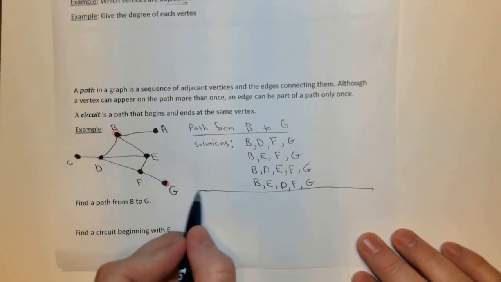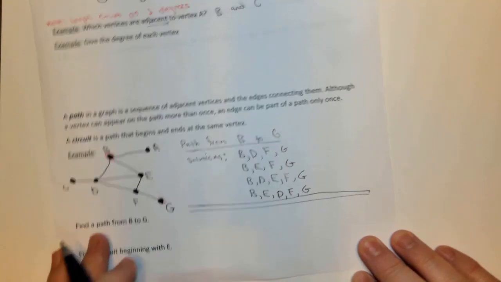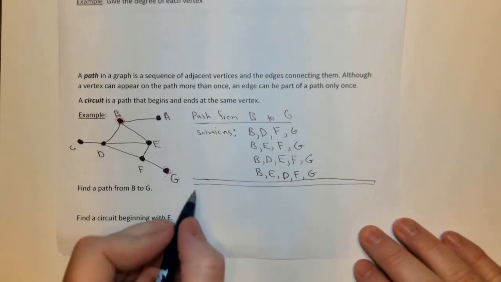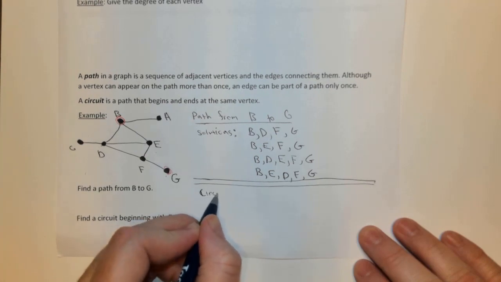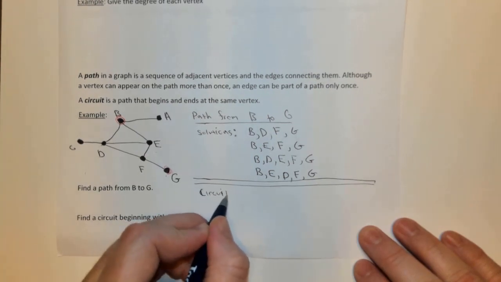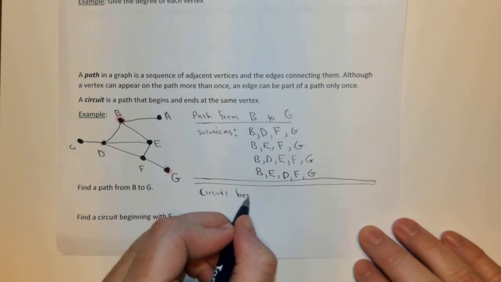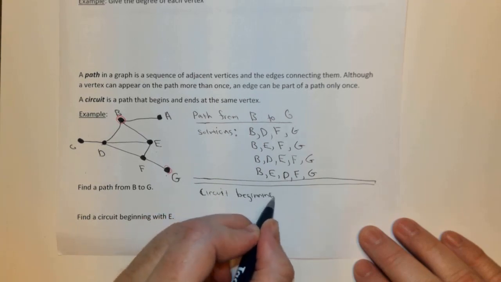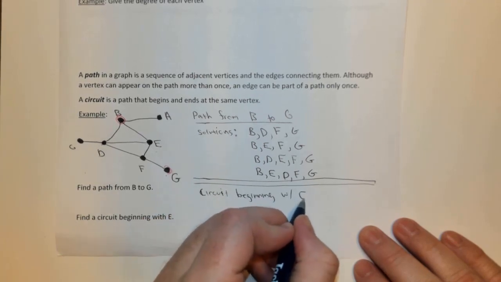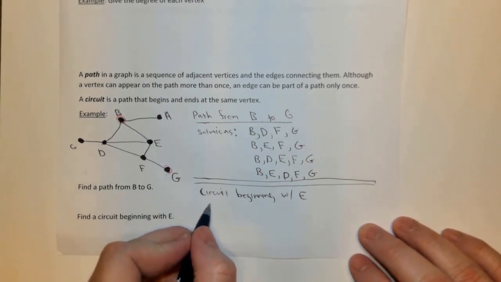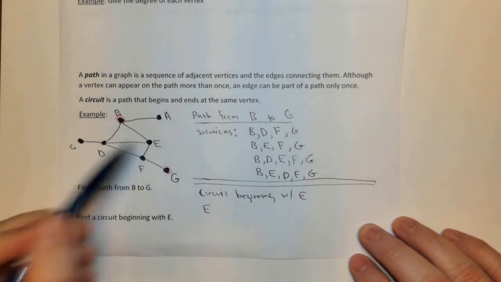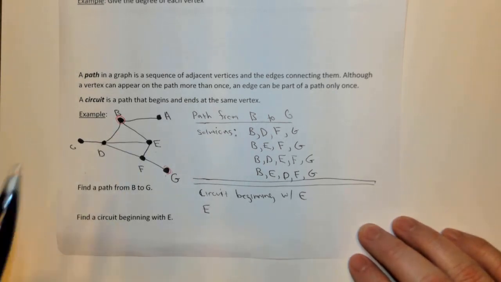Now for the next part. It wants a circuit beginning with E. Find a circuit beginning with E. All right. E. A circuit means that I'm going to start and end at E.